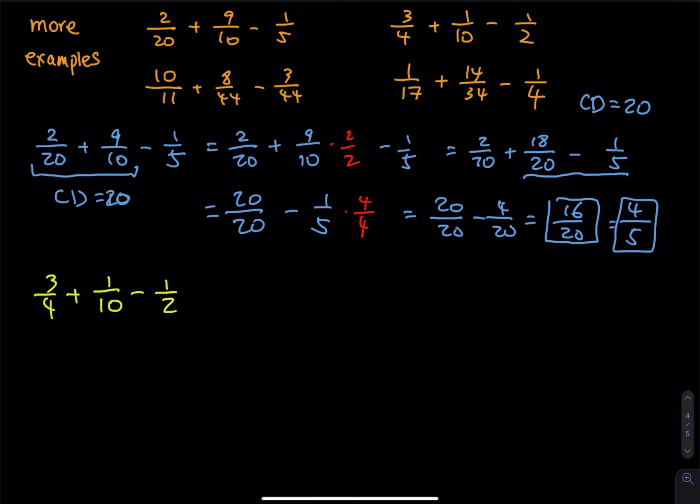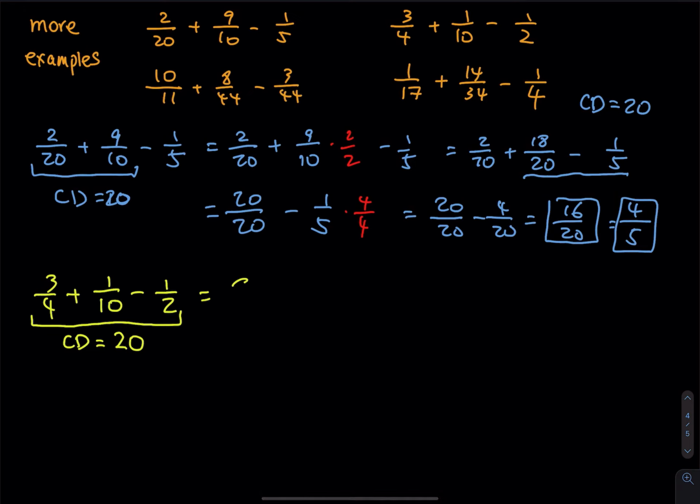Common denominator. Should I use a 40? I don't think so. So this one, let's do 3 numbers at a time. According to my experience, I know that the common denominator is 20 because 4 times 5 is 20, 10 times 2 is 20, and then 2 times 10 equals 20. So 20 is the least common multiple of 4, 10, and 2.